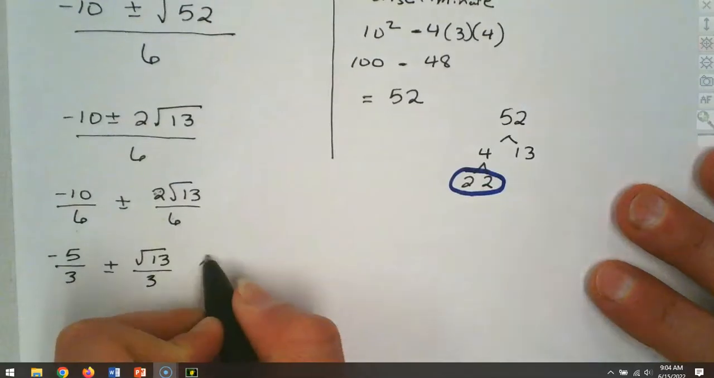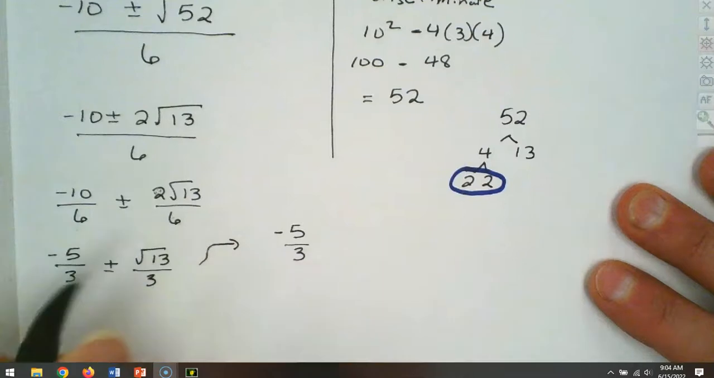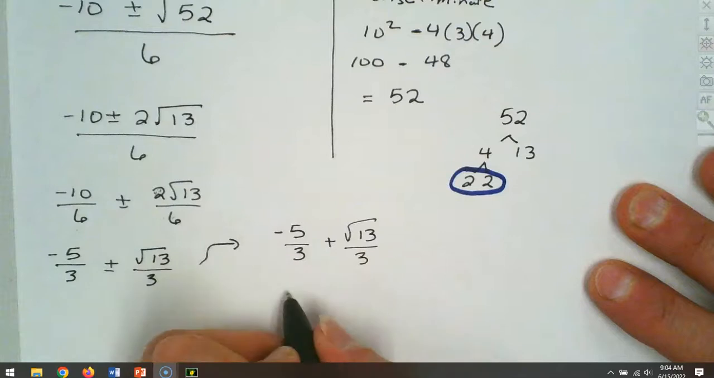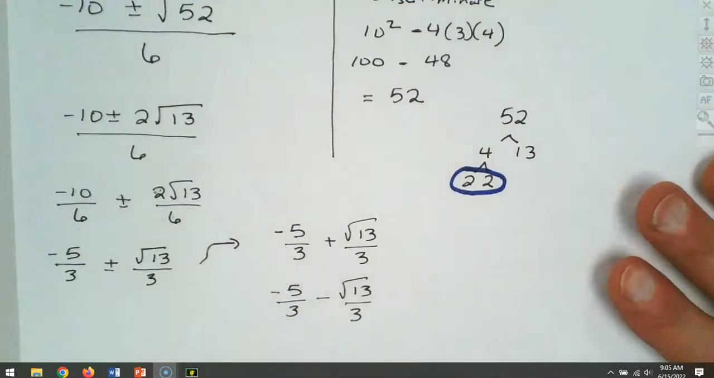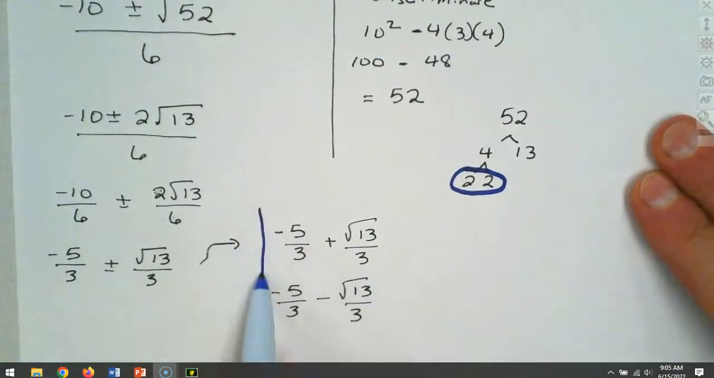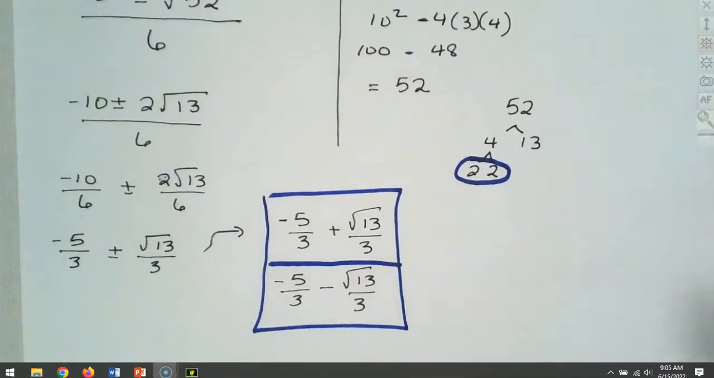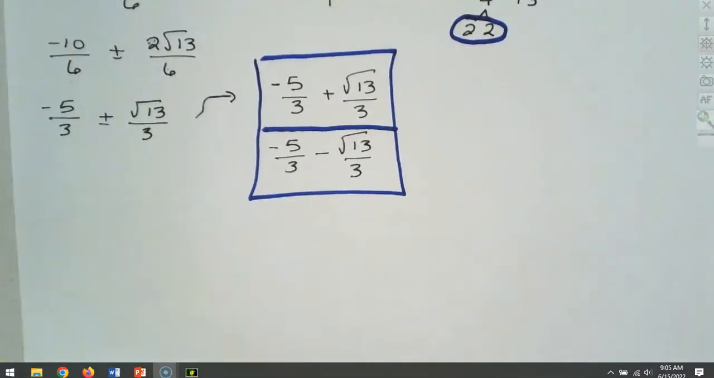Go ahead and get your 2 solutions. So we have minus 5/3 plus the square root of 13 over 3, and we have minus 5/3 minus the square root of 13 over 3. Okay, so that takes care of question number 7.